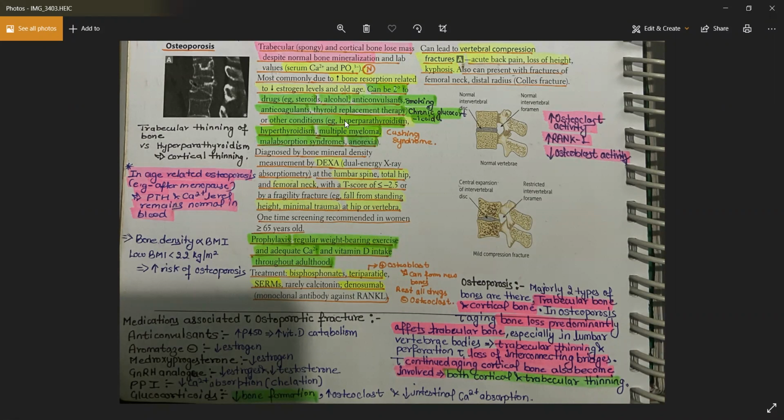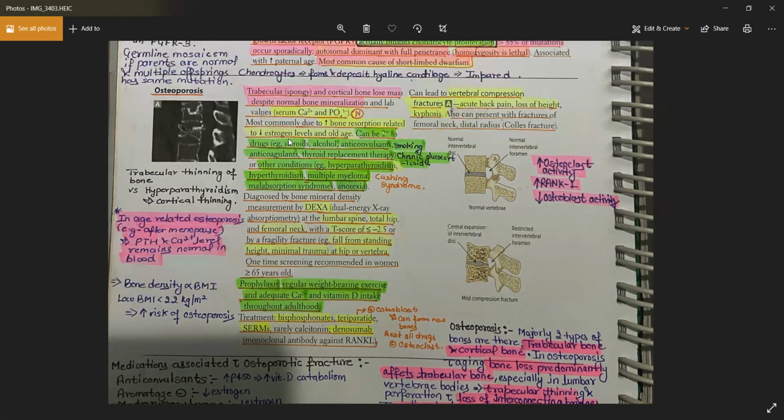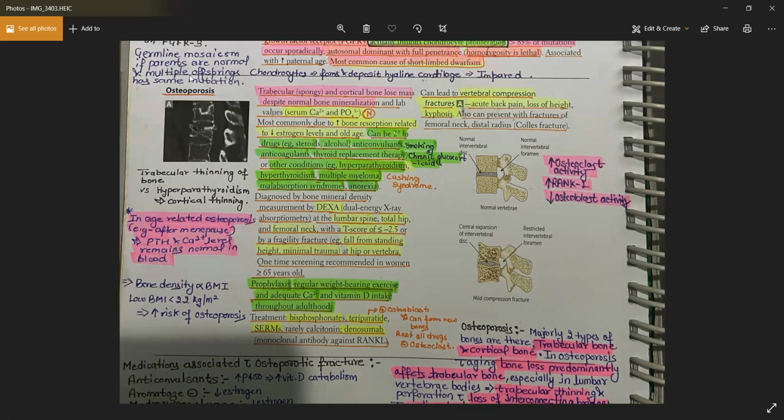If you remember from the hyperparathyroidism chapter, we discussed the brown tumor, right? So initially you will have cortical bone thinning, and when the disease progresses, you will have trabecular bone thinning. So it is kind of opposite. Whenever a question mentions trabecular or spongy bone thinning, it is always a case of age-related osteoporosis. Whenever they mention cortical bone thinning or subperiosteal bone thinning, you will always think about other secondary causes, like chronic kidney failure, hyperparathyroidism, hyperthyroidism, or other cases, right?